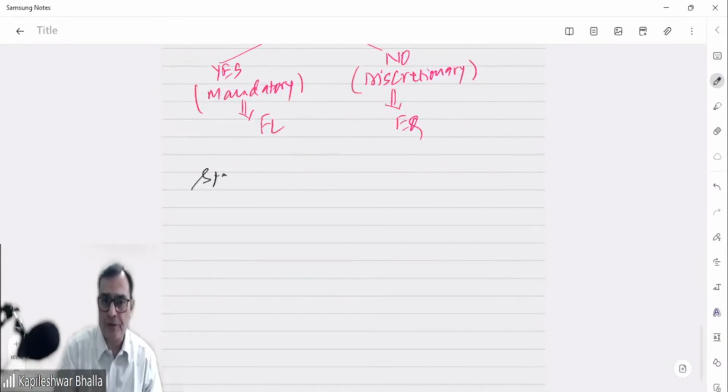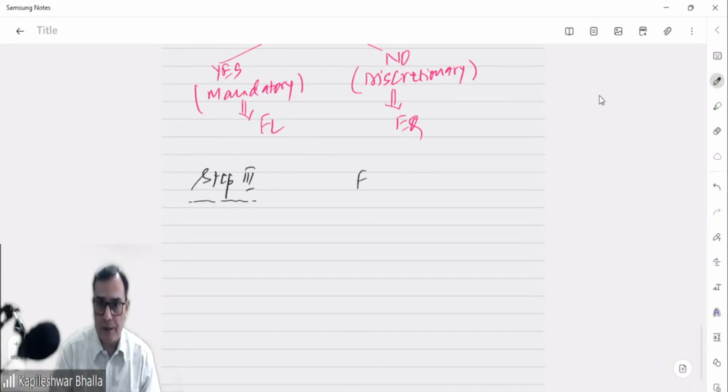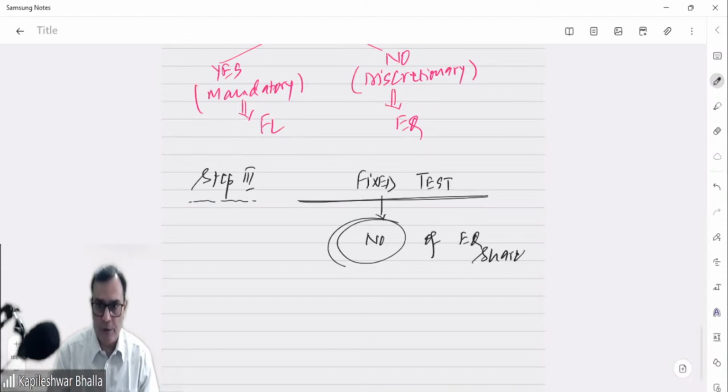Step three, of course, remains the same as my draft number one. No changes in terms of step number three. In this particular case, we're going to conduct what you call the fixed test. What you need to do in terms of the fixed test is you need to consider and find out the number of equity shares which we're going to issue in this case.